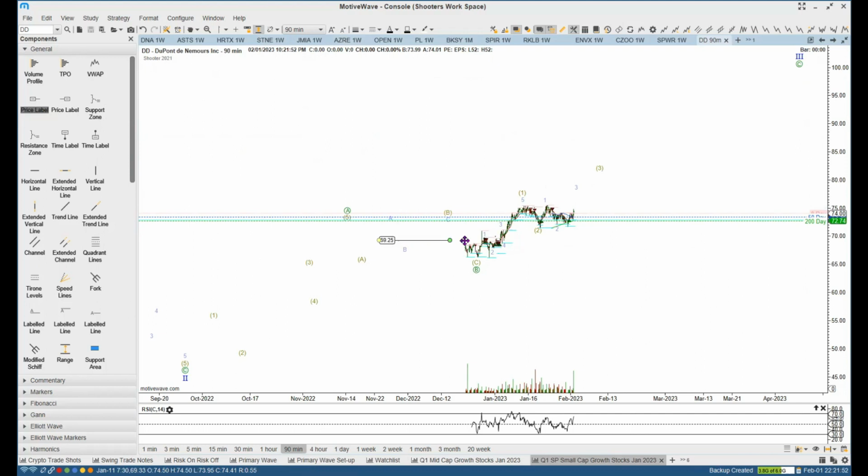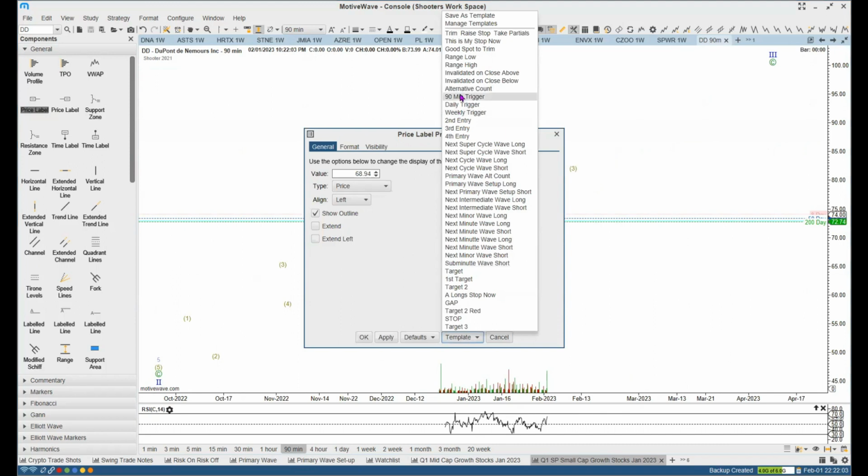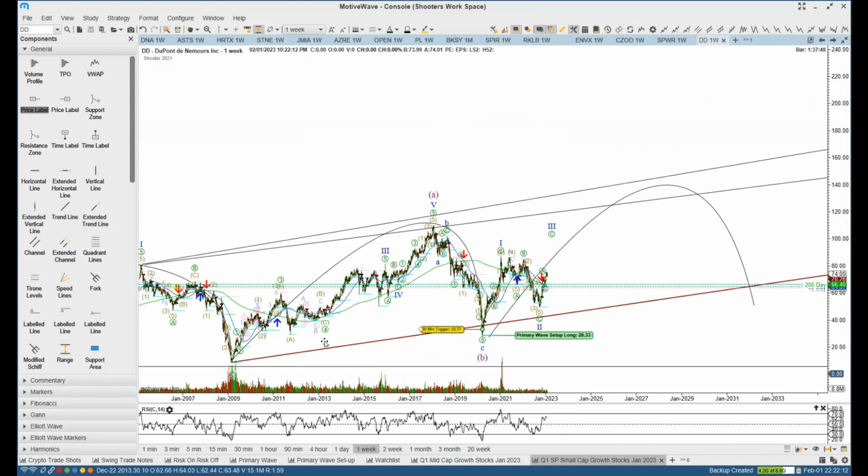Hopefully I'm correct. I don't even see my... Now I'm just going to go with this for the moment and see where it lands. All right, we're going to say this is our 90-minute trigger. Come back to our weekly. We're going to come down here and just guess where it is. My data is not going to give it to me.